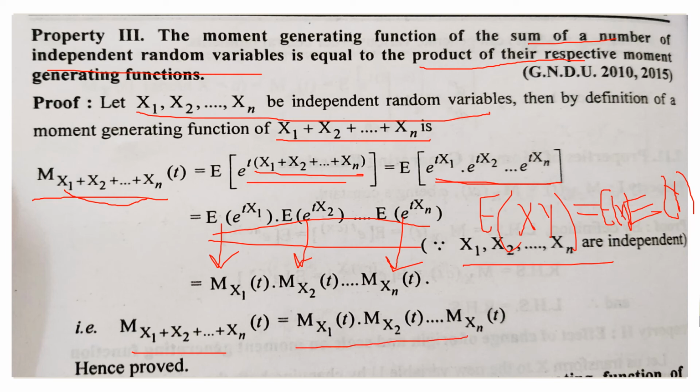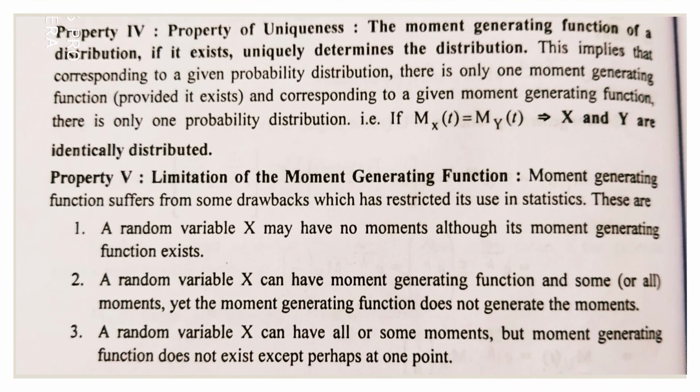Very important property. Next one, property of uniqueness. It is also very important. It says that the moment generating function uniquely determines the distribution. This implies that corresponding to a given probability distribution, there is only one moment generating function. It means that a single probability distribution does not have two moment generating functions. It is always determined by only one distribution function. If a distribution function is one, it has only one moment generating function. Okay, if two distributions are the same and their moment generating functions are the same, then X and Y are identically distributed.